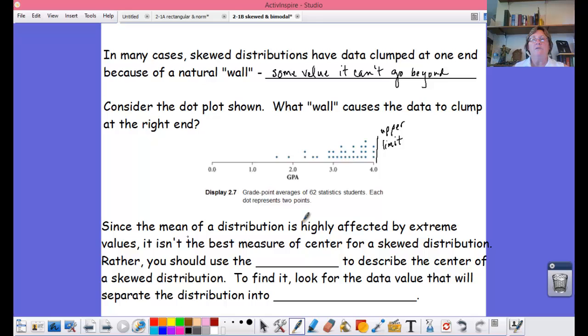Since the mean of a distribution, folks, is highly affected by extreme values, either real big or real small, it isn't the best measure of center for a skewed distribution. In a normal distribution, the mean is good because it's right in the middle. The mean is not in the middle here. Rather, you should use the median to describe the center of a skewed distribution. To find it, you look for the data value that will separate the distribution into two equal-sized pieces.